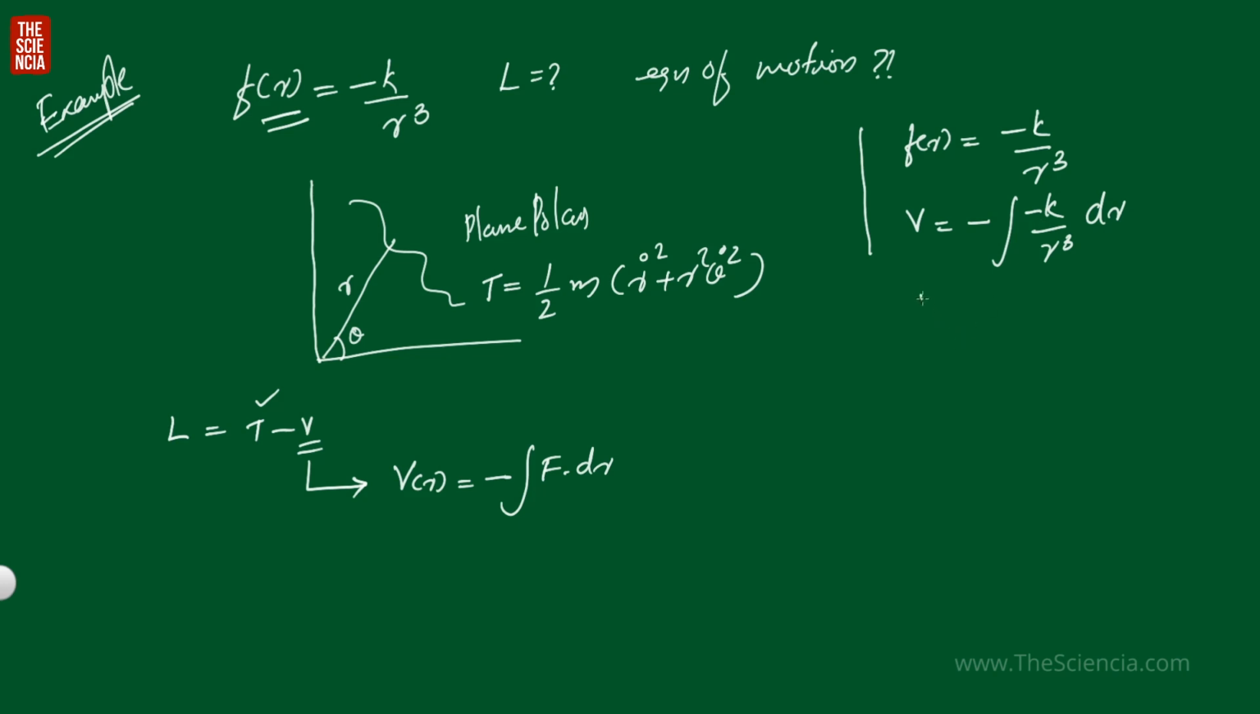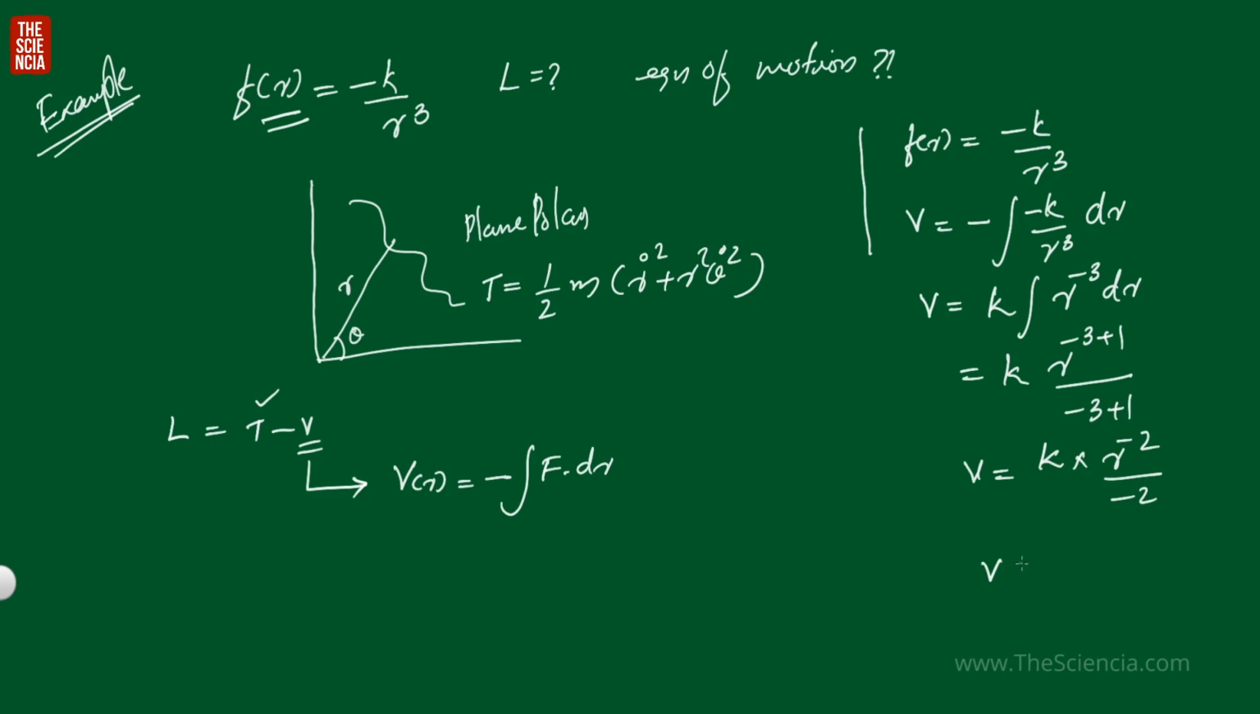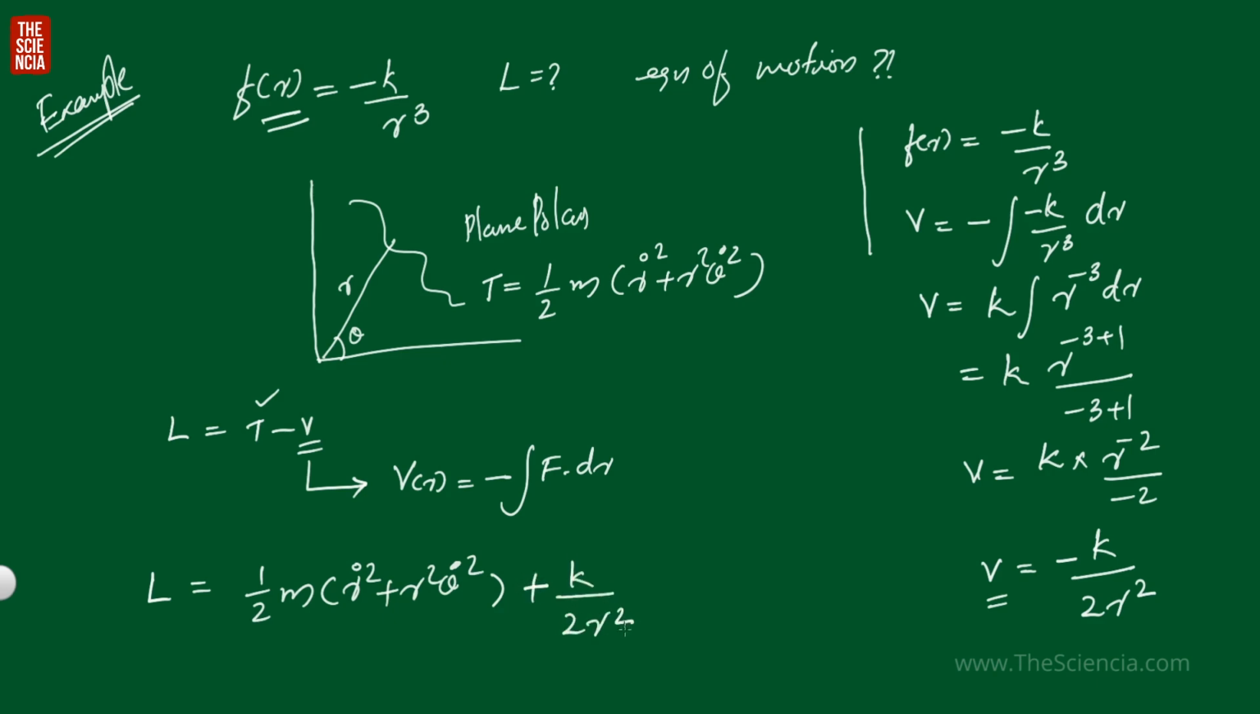See, the minus minus will cancel and we get V equal to k integral r raised to minus 3 dr. That is equal to k into r raised to minus 3 plus 1 by minus 3 plus 1. So what do we get? V is equal to k into r raised to minus 2 by minus 2. So we get V equal to minus k by 2r squared. This is our potential. Now substitute this value here. So we get Lagrangian equal to 1/2 m (r dot squared plus r squared theta dot squared) minus k by 2r squared.